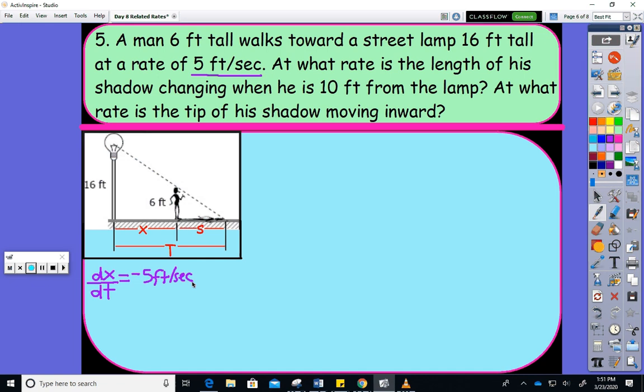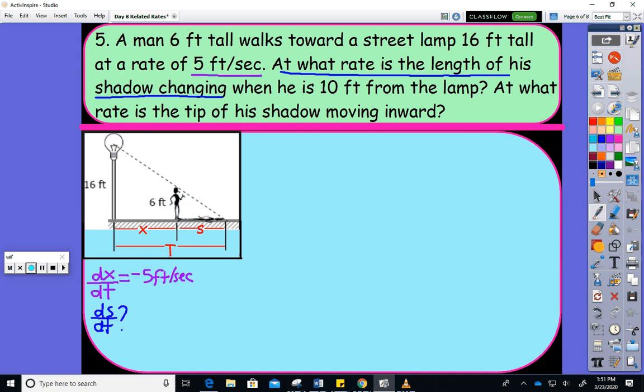So at what rate is the length of his shadow changing? That's my question. The length of the shadow is S, and I don't know if you can see the guy's shadow projected on the horizontal ground right there, but we want ds/dt in this first question anyway.